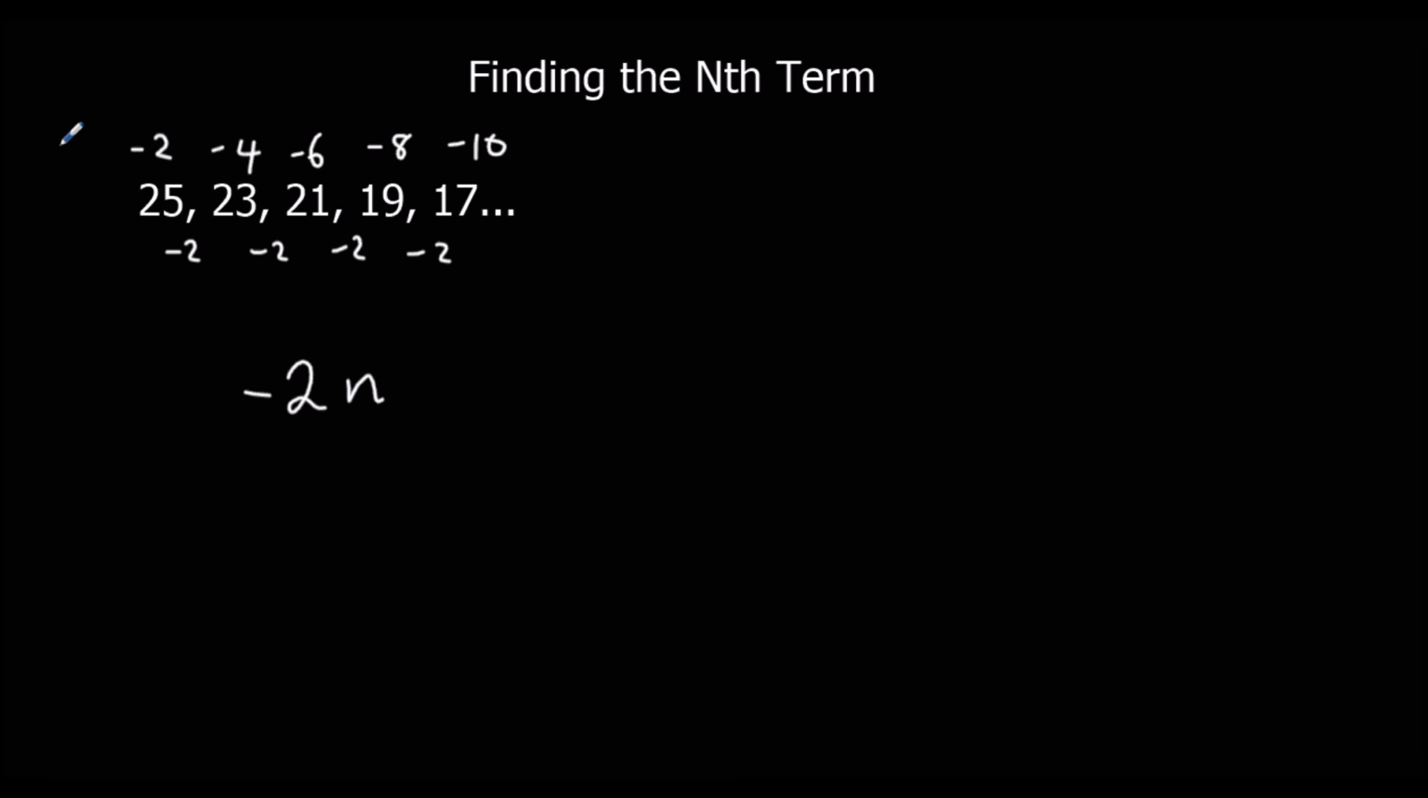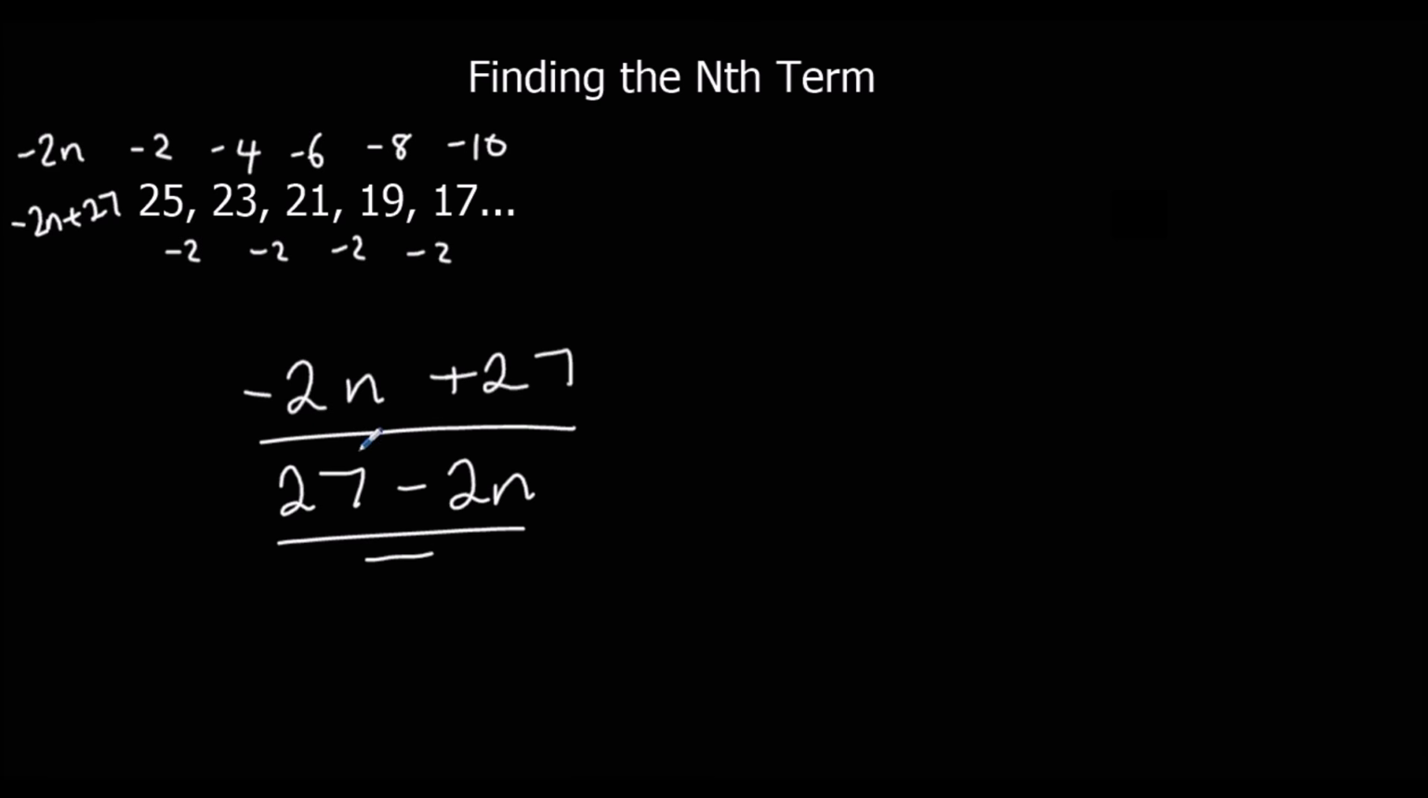So what have we got to do to get from -2n, the -2 times table, up to our sequence? It's always 27 higher. So -2n, add on 27. Or we could write it that way round, -2n plus 27. Or we could write 27 minus 2n. Either one of those are right.